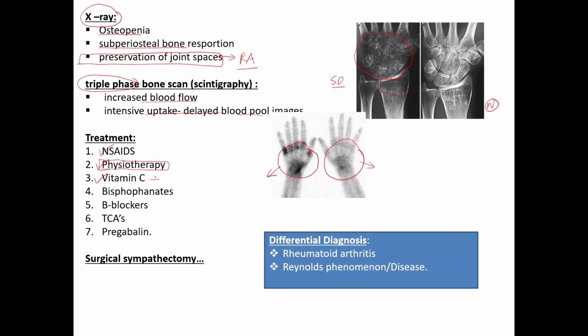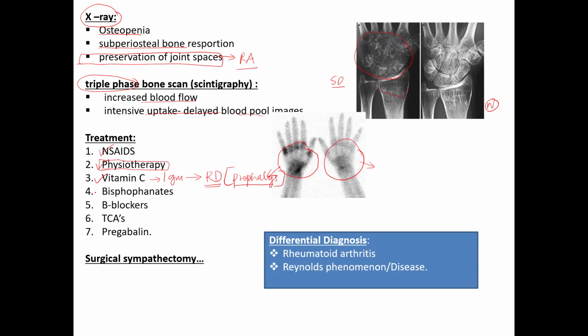High dose of vitamin C is known to decrease the chances of the patient developing reflex sympathetic dystrophy. So it can be given prophylactically also. Patients who are at risk of developing this, you can give prophylactically. So it can be given to all the patients who are presenting with fractures.